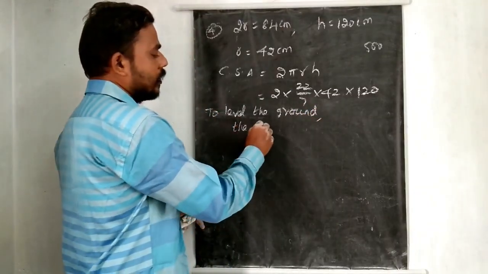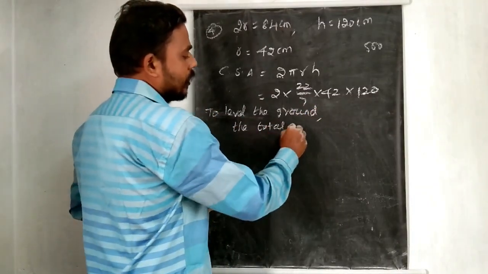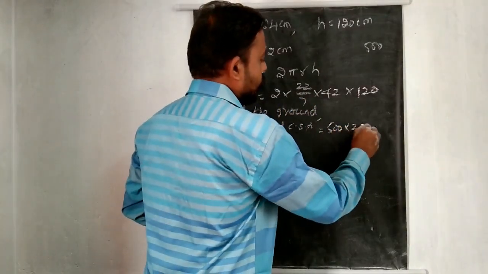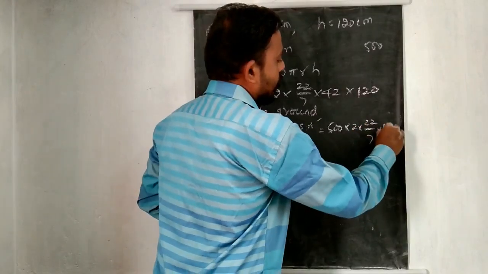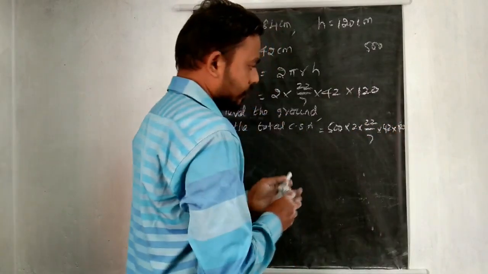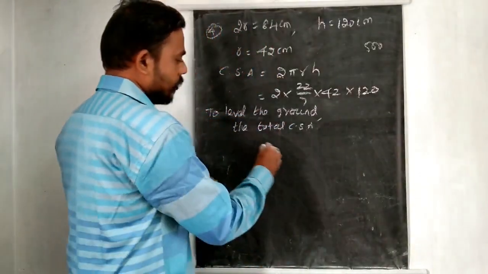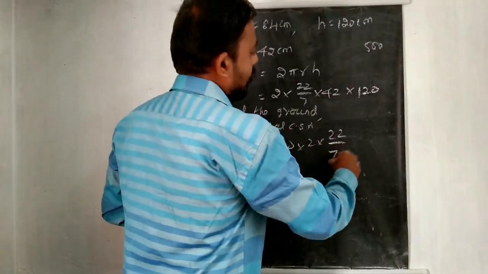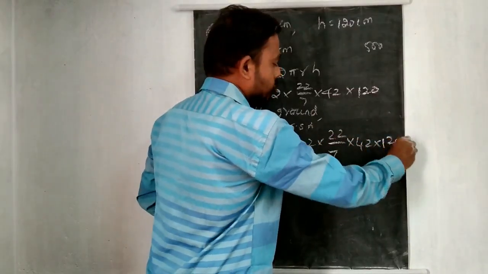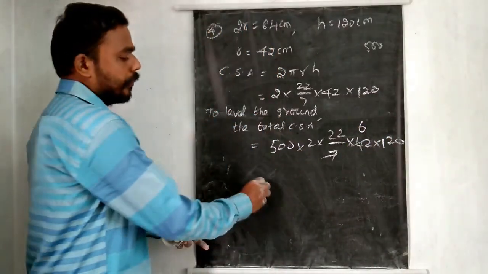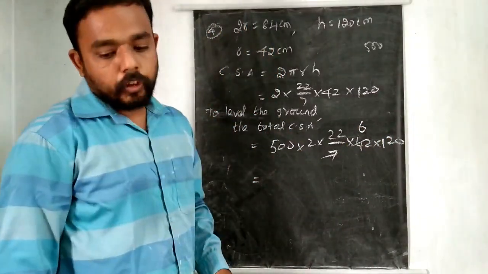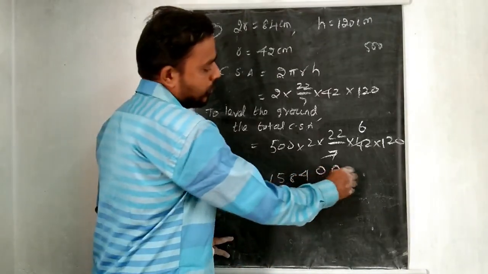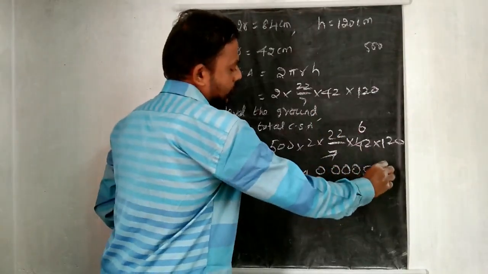So actually we are going to write, therefore to level the ground, the total area equal to the total curved surface area equal to 500 into 2 into 22 divided by 7 into 42 into 120. Equal to 500 into everything as it is, 2 into 22 divided by 7 into 42 into 120. Cancel this, 6 7s are 42. After finding this product, you may write it as 1584000 centimeter square.